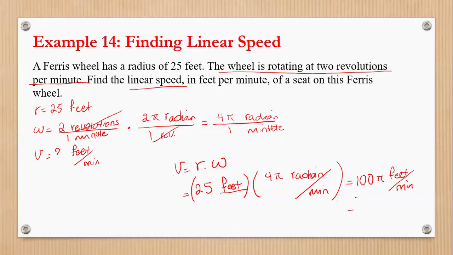And if you replace pi by 3.14 or use the pi key, let me see, 100 times pi is 314.16 feet per minute. So the linear speed is 314 feet per minute.